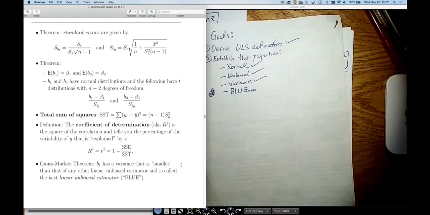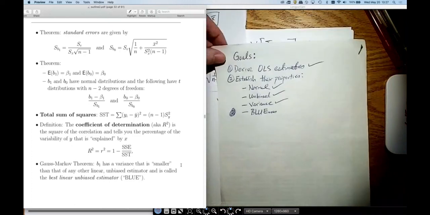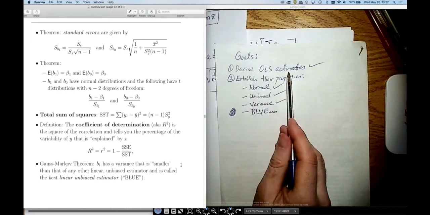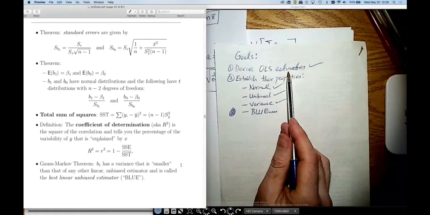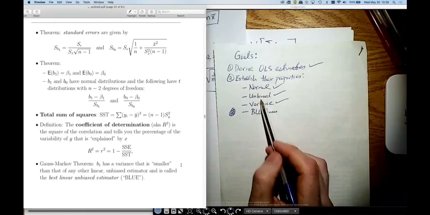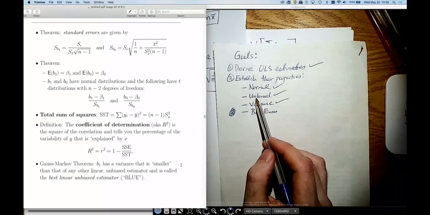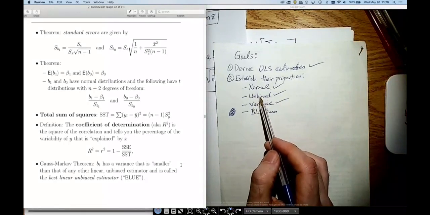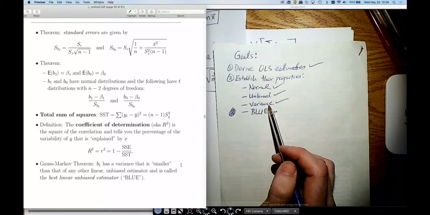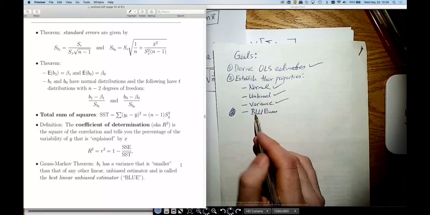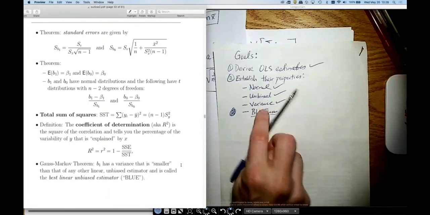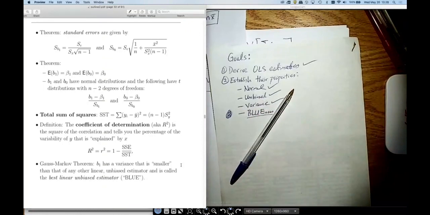So let me just summarize again what I've done in this video. We've now established our OLS estimates, and we've established the key properties: they're normal, so we can do hypothesis tests with them using the normal distribution or t-distribution. They're unbiased. We know their variance, so we know the standard errors, and they have this desirable property of having lower variance than any other unbiased estimator that's a linear combination of your y's.